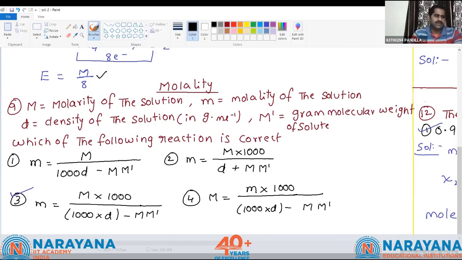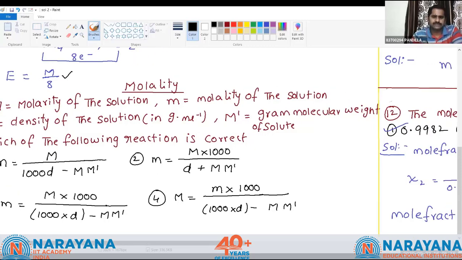The third option is correct. What is the third option? Molality is equal to molarity into 1000 divided by 1000 into density minus molarity into gram molecular weight. The third option is correct, students. It is the relation between molarity and molality. To solve the problems, we have to use the third option. Now we go for the next question, the 10th question, students.